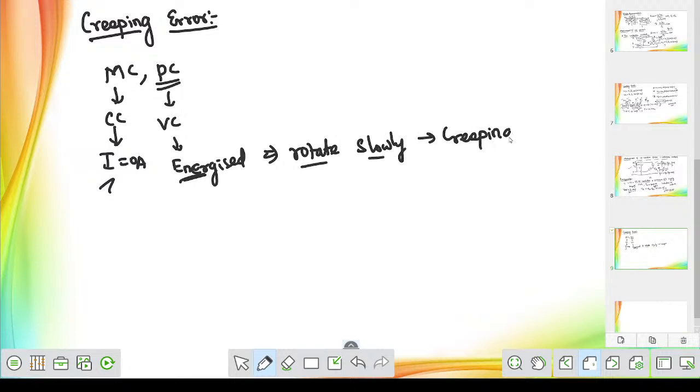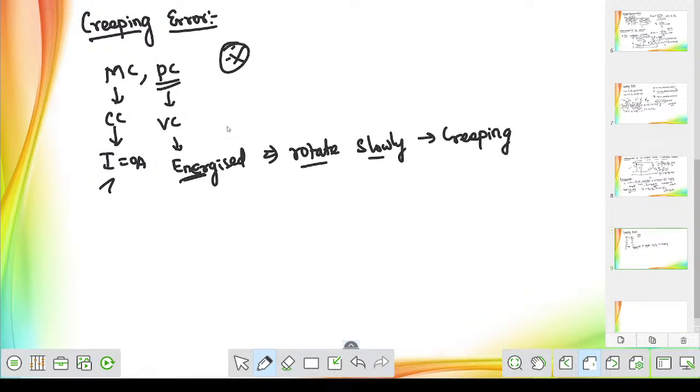As we are observing, the current coil is not carrying any current, whereas the pressure coil has been energized. During this condition, the energy meter starts rotating slowly. This effect is considered as creeping error. One more question, most important.